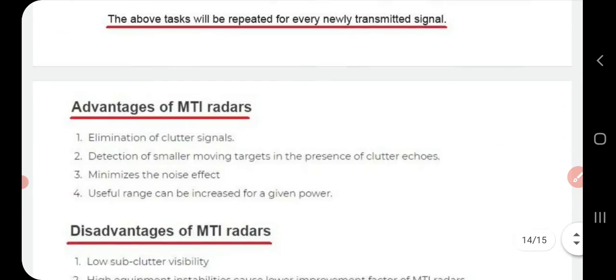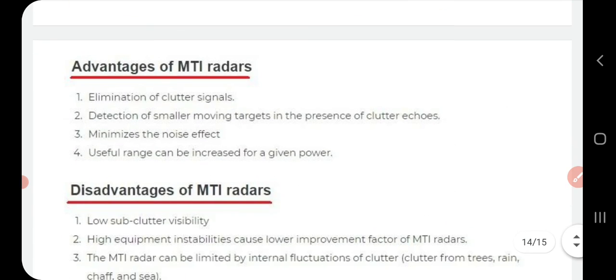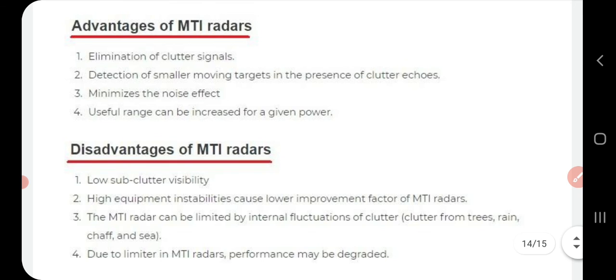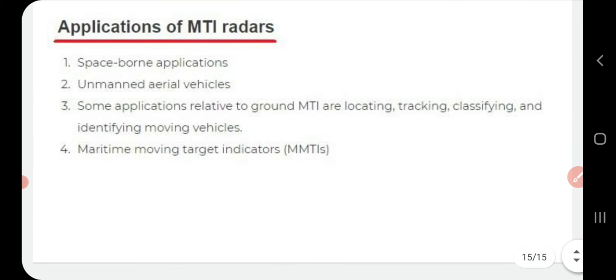In the last session, we covered some of the advantages and disadvantages of MTI radar and some of their applications. This is most probably asked as an essay question.